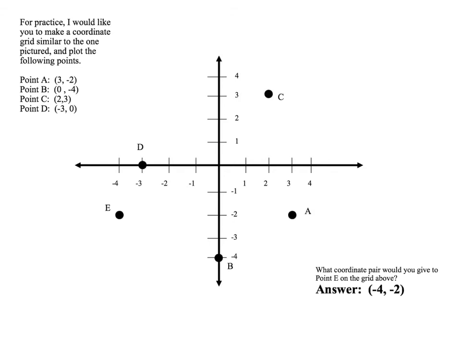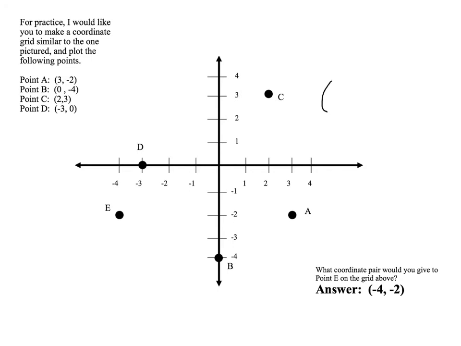Here are my answers, and you can check your grid with my answers and make sure that you do have the correct answers. And then you can see for point E, I have that at the coordinate pair negative 4, negative 2.